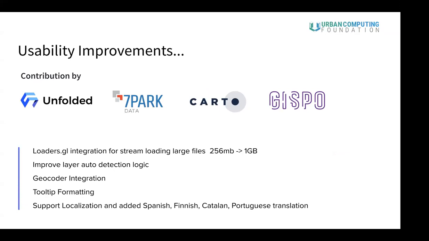For Unfolded, we added loaders.gl integration to stream larger files. Now you can upload files larger than 256 megabytes, up to a gigabyte, as long as your browser can handle it. We also improved the layer detection logic, and from 7Park Data, we collaborated on the geocoder integration and tooltip formatting.